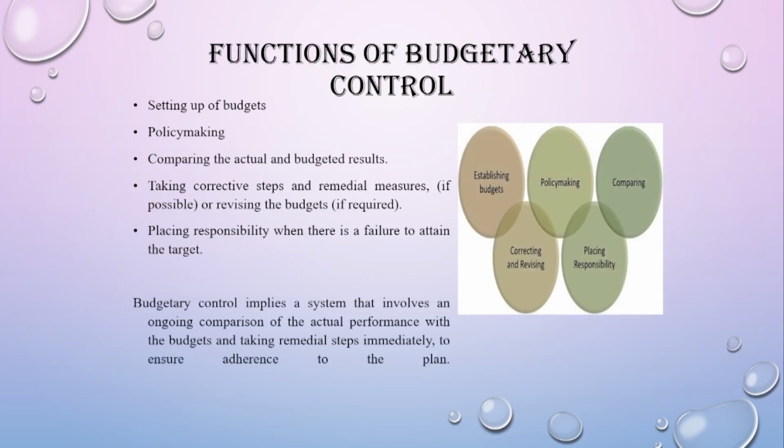Budgetary control implies a system that involves an ongoing comparison of the actual performance with the budgets and taking remedial steps immediately to ensure adherence to the plan. These are, I think, five points: establishing budget, policy making, comparing, correcting and revising, placing responsibility. So these are the main functions of budgetary control.